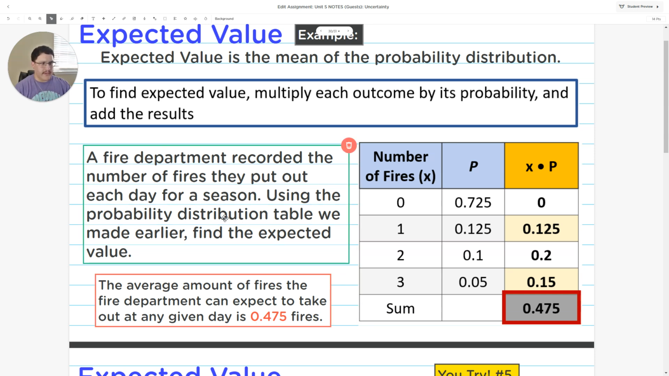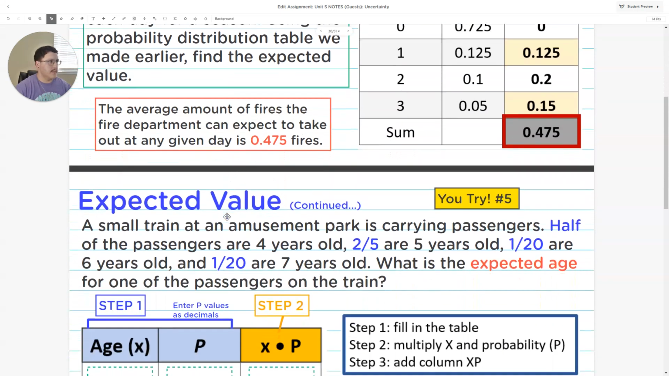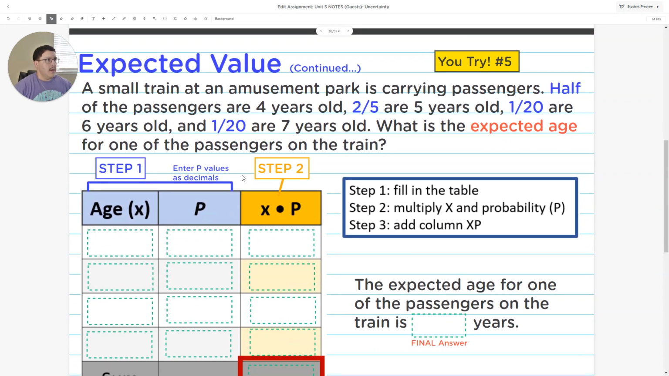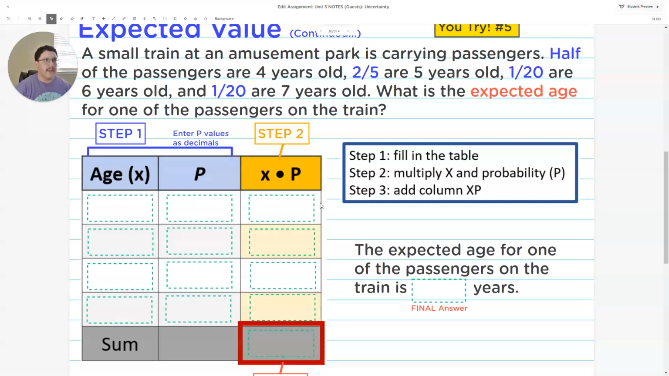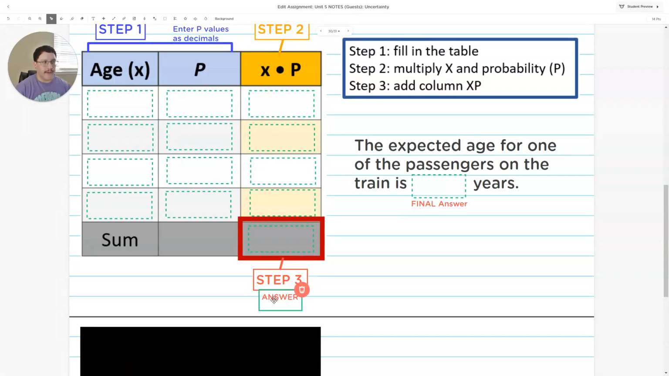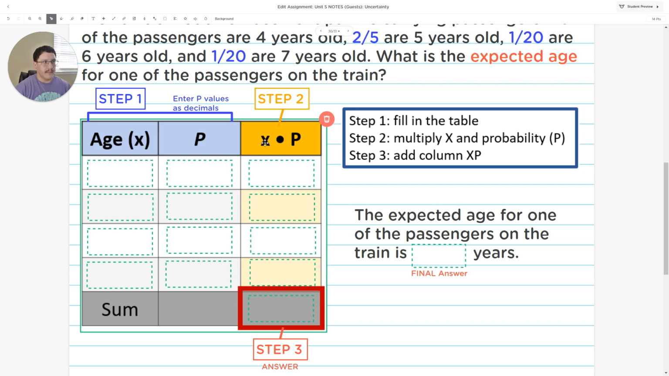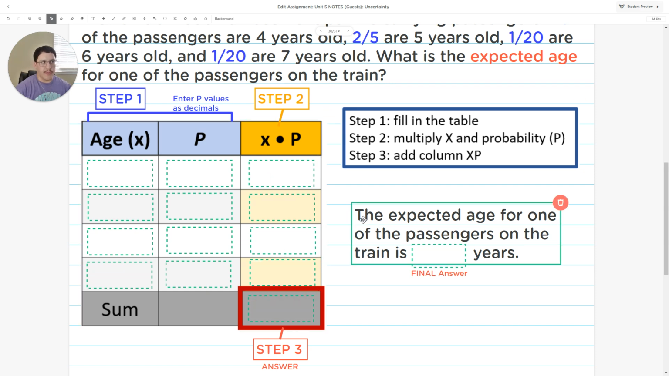That's it for this example. Okay, you try number 5. So now, I've added a little bit more difficulty to this. I now want y'all to construct the entire table and then find your final answer by doing the steps that we did from the previous problem.